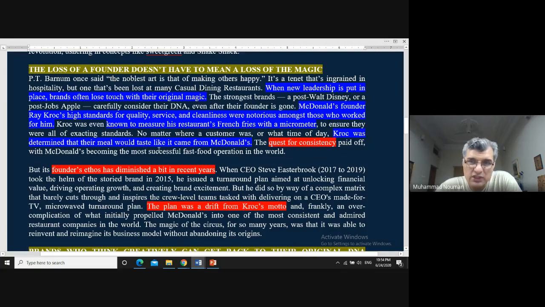And his quest for consistency and his determination that every meal in any McDonald's restaurant in any part of the United States or any other part of the world should consistently taste the same. That was one of the core dimensions of the McDonald's magic, and he was the founder of that core dimension of the brand, Mr. Ray Kroc.